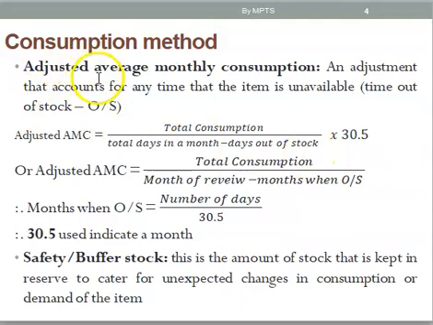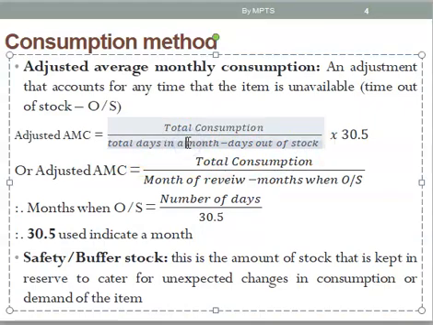Now, sometimes we have out of stock. Then we go to adjusted average monthly consumption. This adjustment enables us to cater for days out of stock. How do we calculate it? I have 3 formulas. Adjusted AMC equals total consumption over total number of days in a month minus the days out of stock. Or you can use days in months of consumption. In those 3 months, use the days in 3 months.